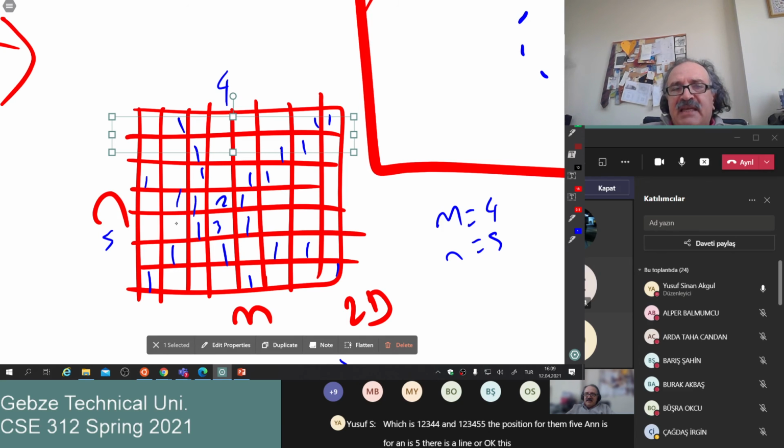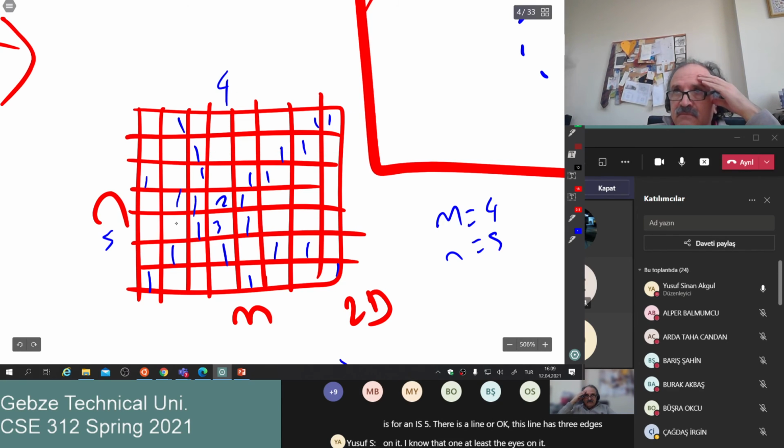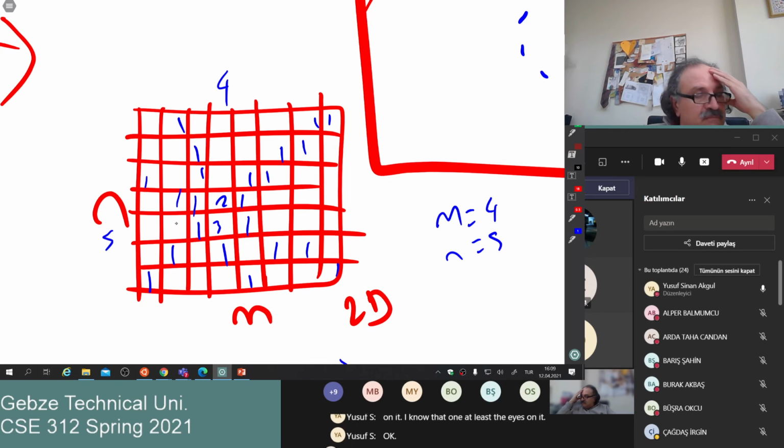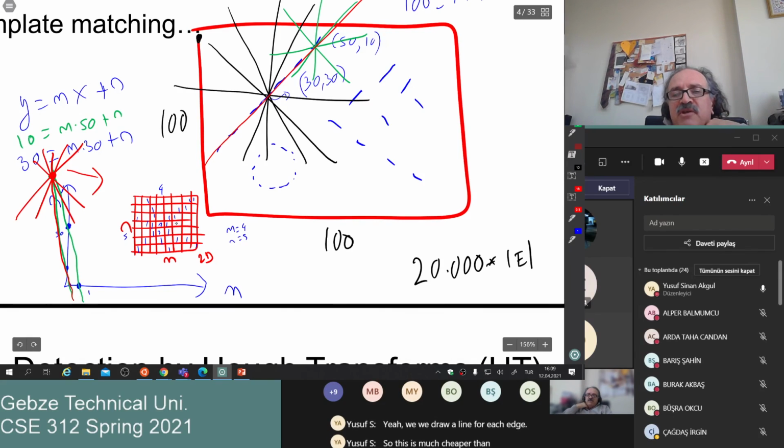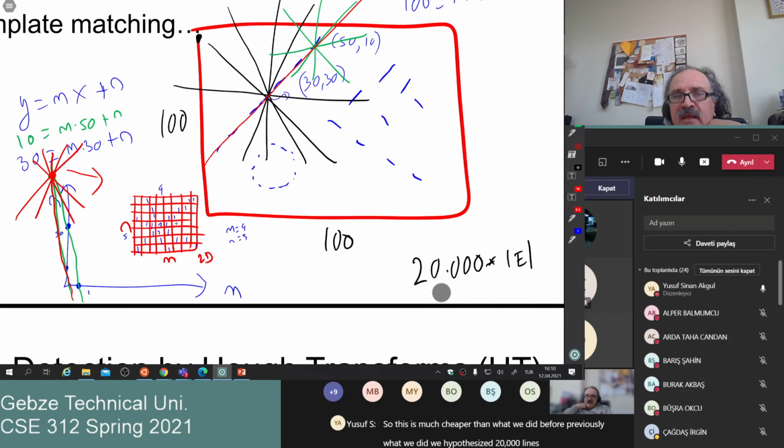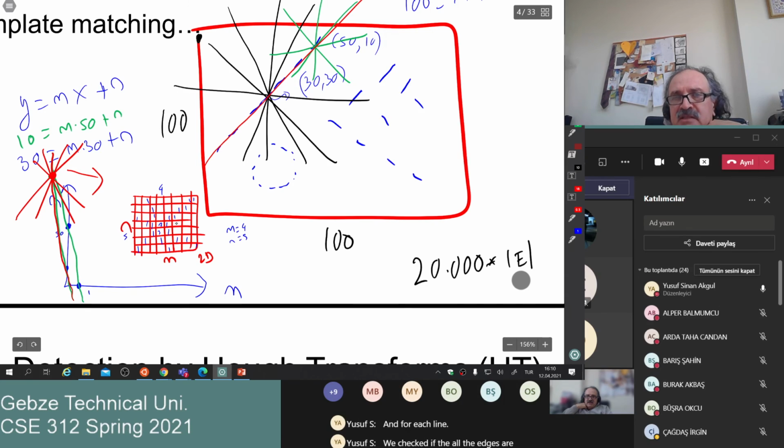This line has 3 edges on it. I know that one. At least 3 edges on it. Okay? So we do this for every edge, right? Yeah, we draw a line for each edge. So this is much cheaper than what we did before. Previously, we hypothesized 20,000 lines, and for each line, we checked if all the edges are on it or not. Now, for each edge, I am drawing a line.